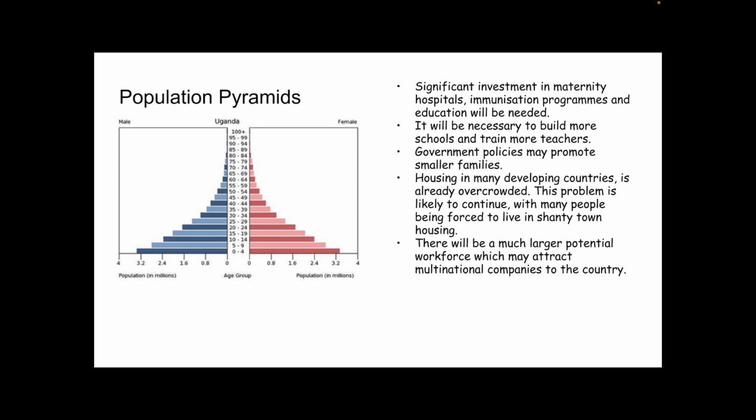A bonus though, because although we talk about consequences, there can be good things. There's a much larger potential workforce as these babies and children grow older, so that may attract multinational companies to the country. However, a downside to more workforce is that because there's more of them, there might be high levels of unemployment or people being underemployed, doing a job that doesn't match their skill set, so they are overskilled for the job that they do. So that's important if you recognise that population pyramid, that it's the rapidly growing one we talk about.